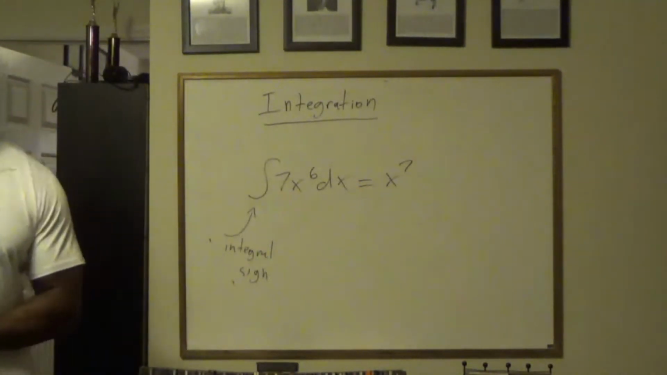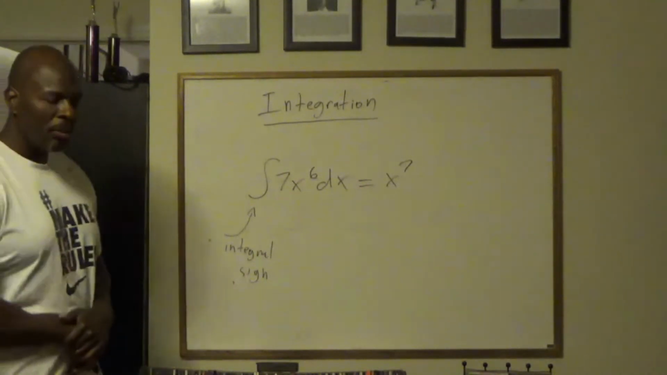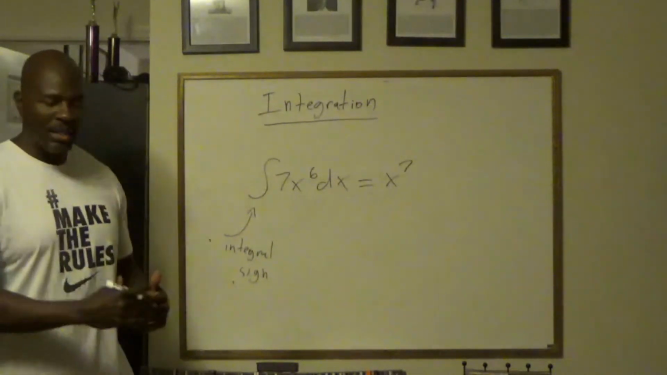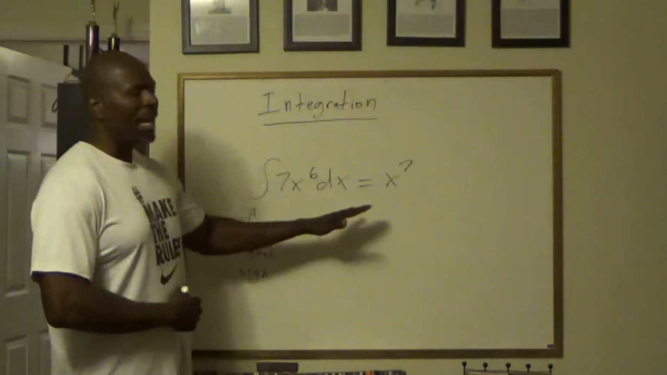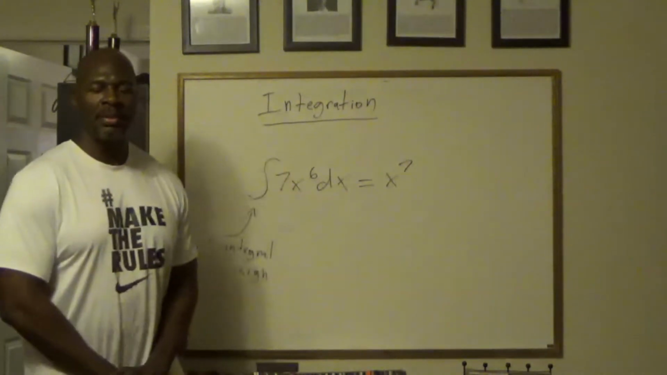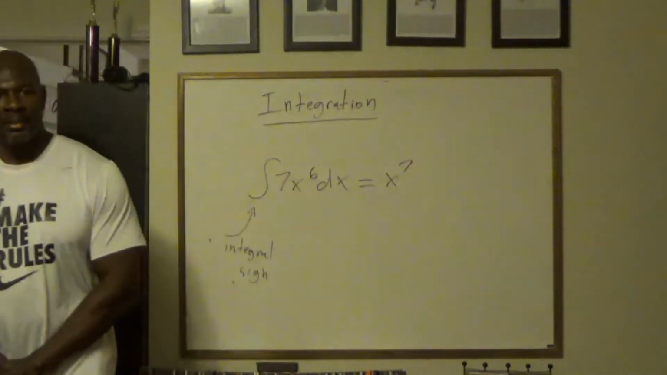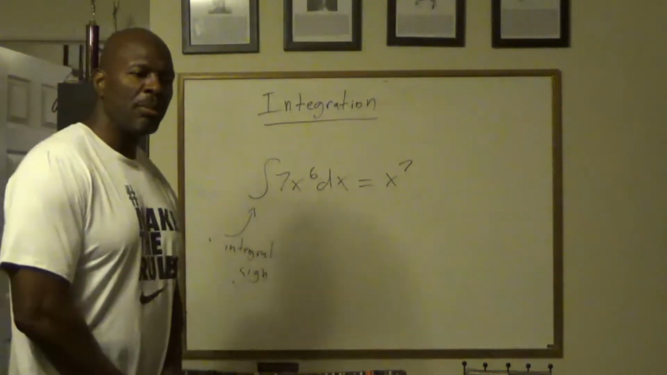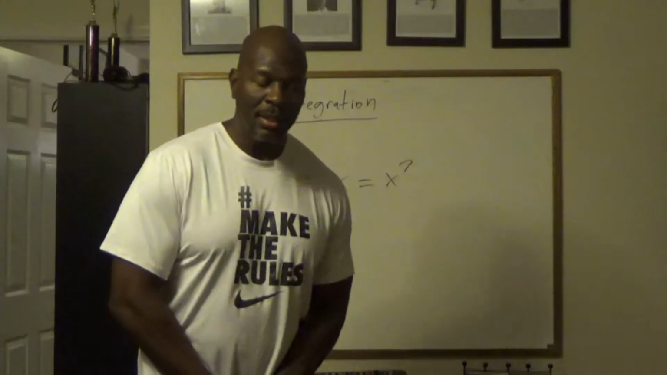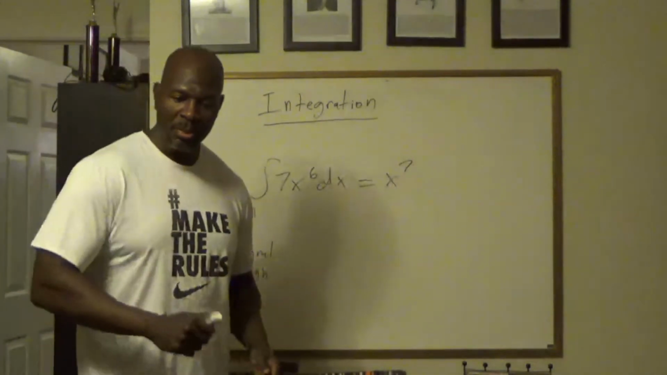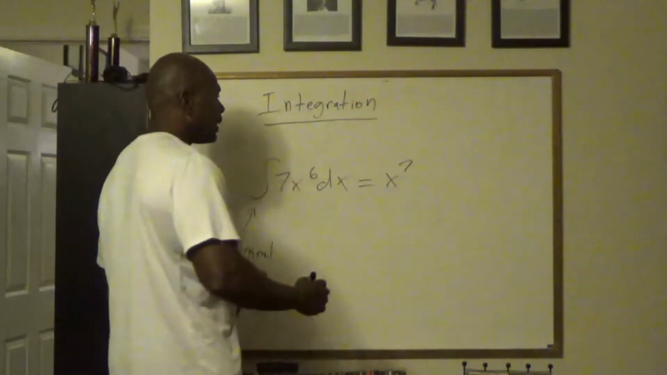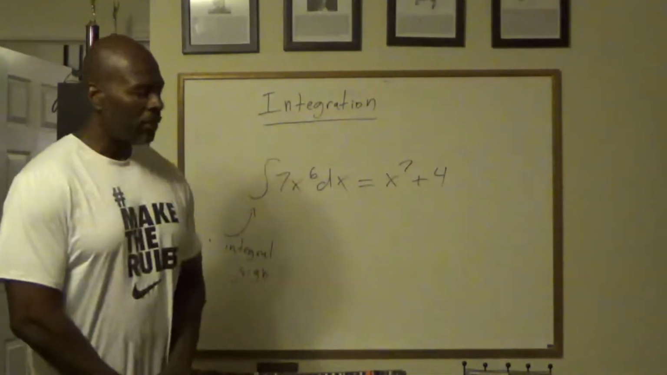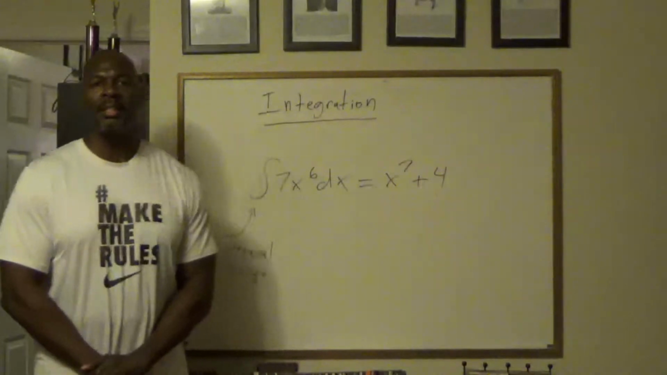So x to the 7th is one answer. It is what we call an antiderivative. It's not the antiderivative because there's multiple. It's an antiderivative. Can you think of another? Now, some of you may have thought of some, some of you may have not. I'm going to help you out a little bit. I'm going to give you another answer to this problem. x to the 7th plus 4. If you take the derivative of this, you're going to get 7x to the 6.